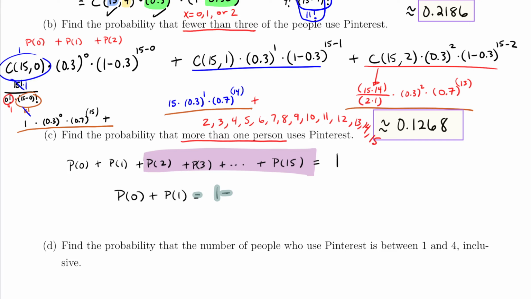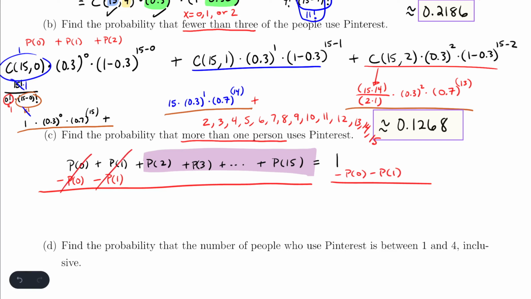So let me clear the page there. Let's now get what's highlighted by itself, and we'll subtract a p of 0 minus a p of 1. What's done to one side must be done to the other. It perfectly cancels from this side, where we're only left with the term we're interested in. From the other side, we have 1 minus p of 0 minus p of 1. So the idea here is you can find the probability of 2 users plus the probability of 3 users plus all the way until you get to the probability of 15 users as equal to 1 minus the probability of 0 minus the probability of 1.